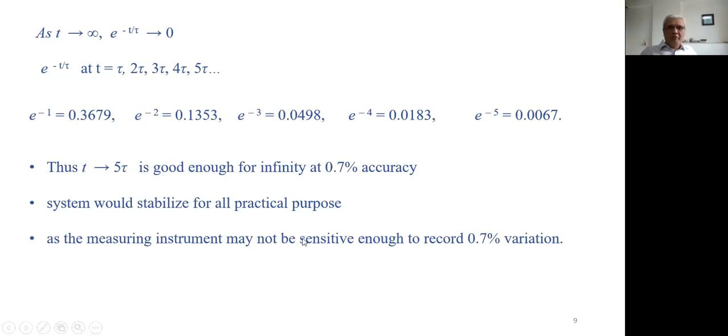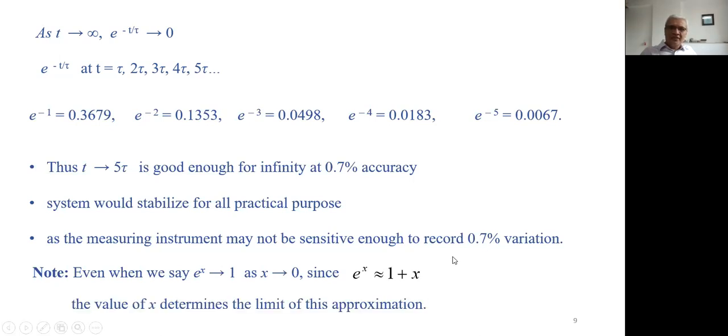As the measuring instrument may not be sensitive enough to record 0.7% variation, even when we say e raised to x goes to 1 as x tends to 0, since e raised to x is nearly 1 plus x, the value of x determines the limit of approximation.